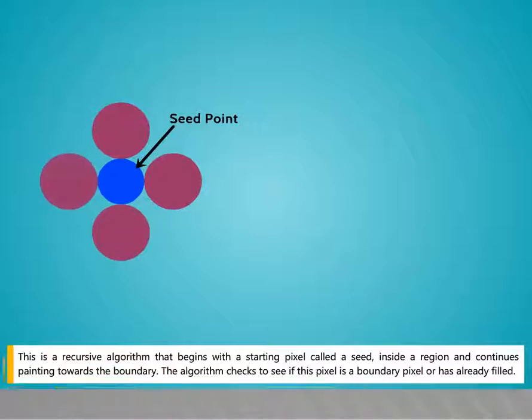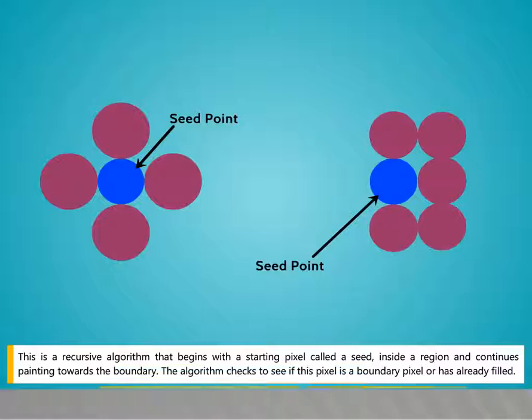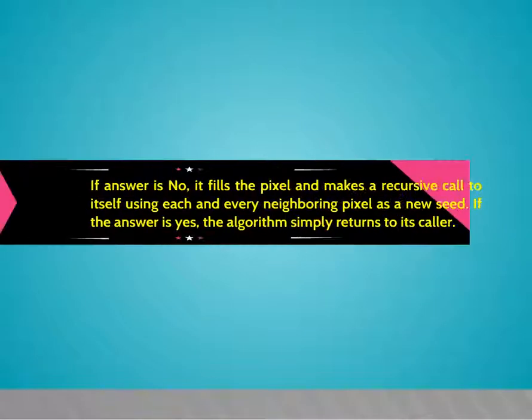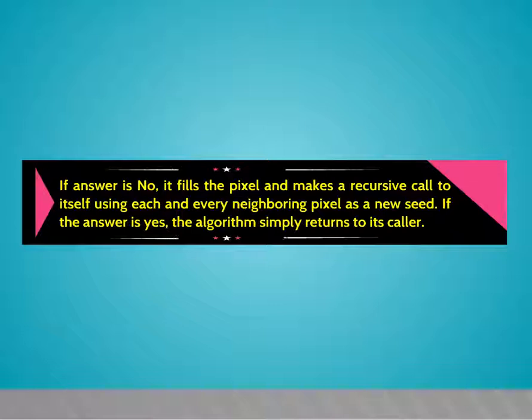This is a recursive algorithm that begins with a starting pixel called a seed inside a region and continues painting towards the boundary. The algorithm checks to see if this pixel is a boundary pixel or has already been filled. If the answer is no, it fills the pixel and makes a recursive call to itself using each and every neighboring pixel as a new seed. If the answer is yes, the algorithm simply returns to its caller.